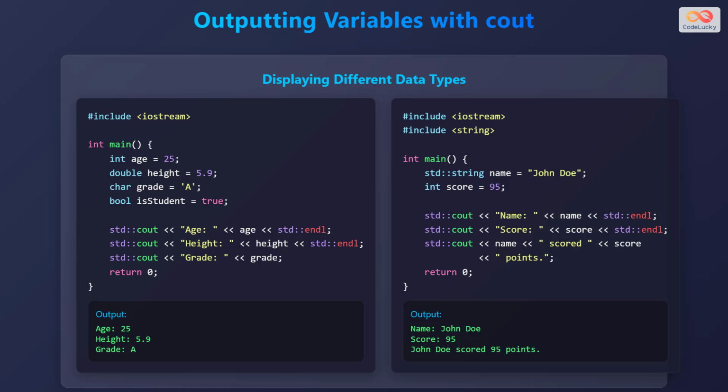Also std::cout << "Score: " << score << std::endl. This line will output Score: 95 followed by a new line. And std::cout << name << " scored " << score << " points". This line will output John Doe scored 95 points.